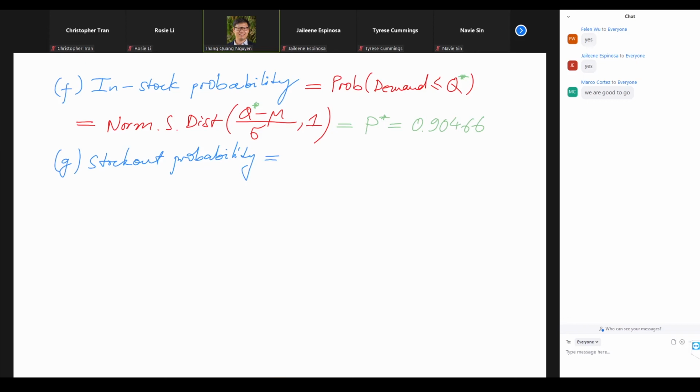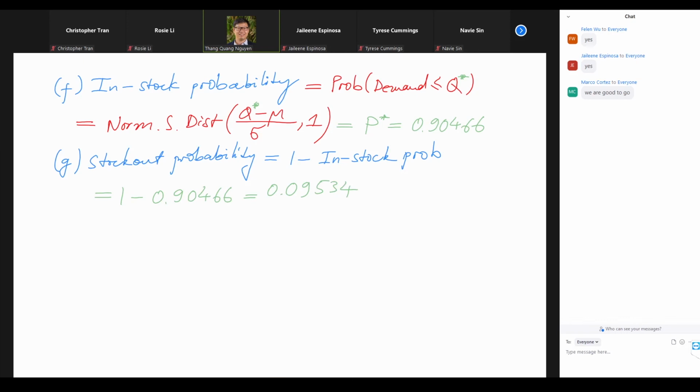So conceptually, it's very simple. It is just 1 minus the in-stock probability, right? So it means that you would take 1 minus 0.90466, then you would have 0.09534. Or roughly speaking, 9.5% stock out probability, right?